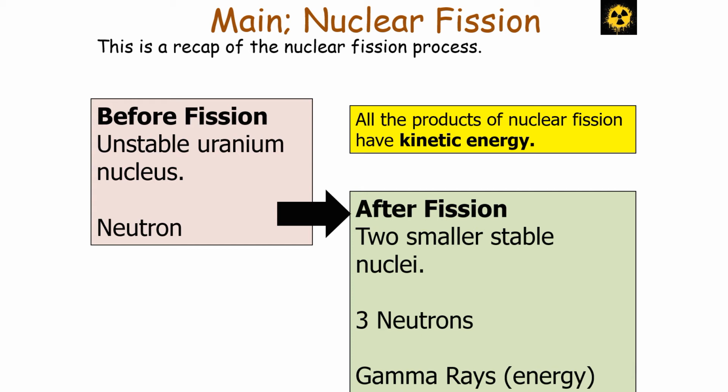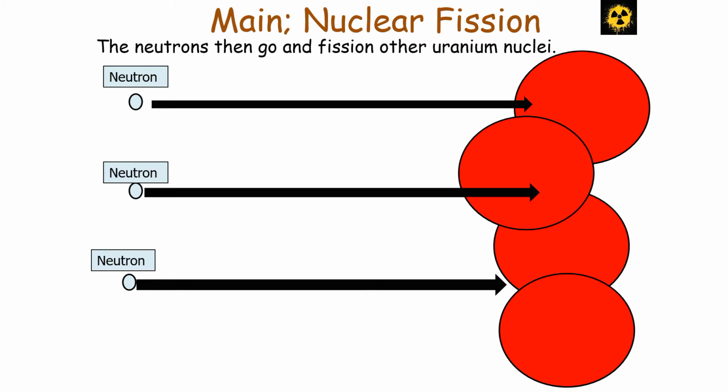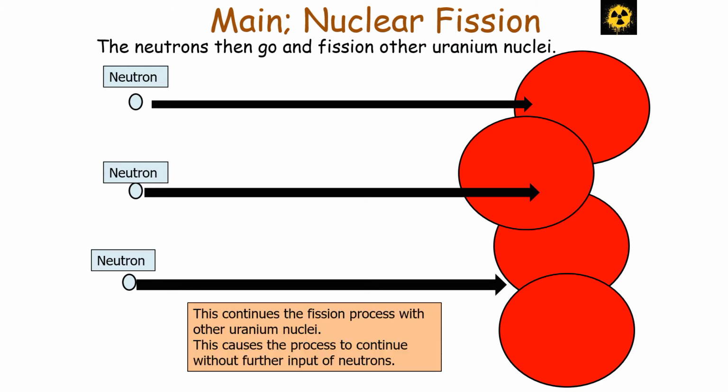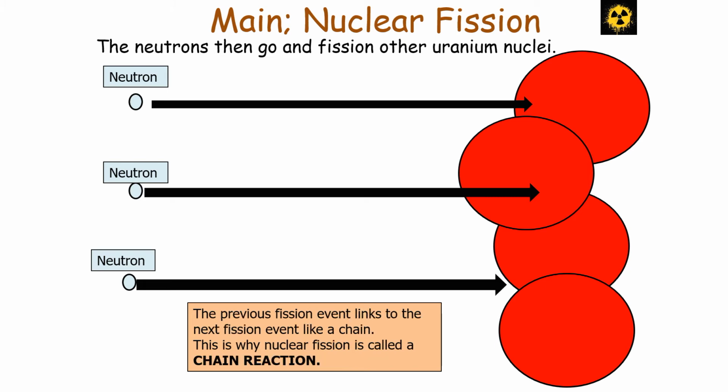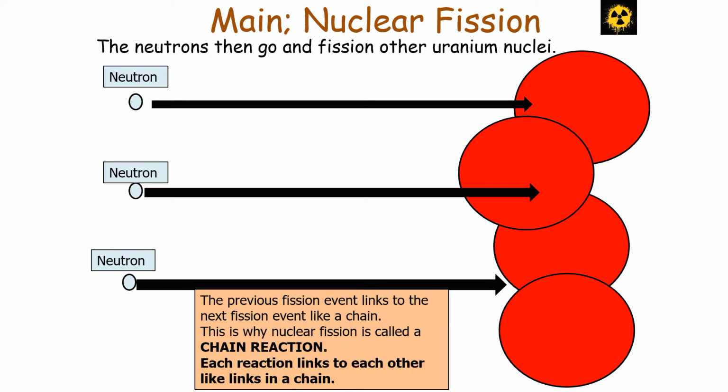Now it's important that 3 neutrons are made in this fission process, because these neutrons go on and fission other uranium nuclei. So this continues the fission process with other uranium nuclei, which causes the process to continue without you having to place further neutrons into the chamber. This idea links the process together. Because the previous fission event links to the next fission event like a chain, this is why nuclear fission is called a chain reaction. Each reaction links to each other like links in the chain.